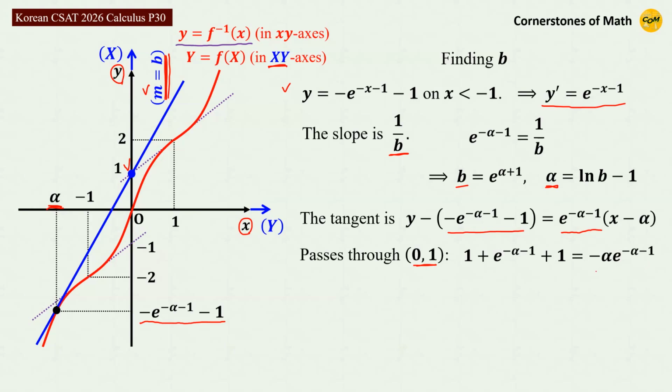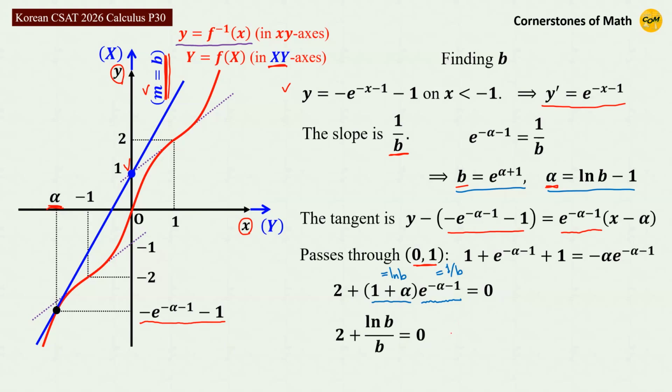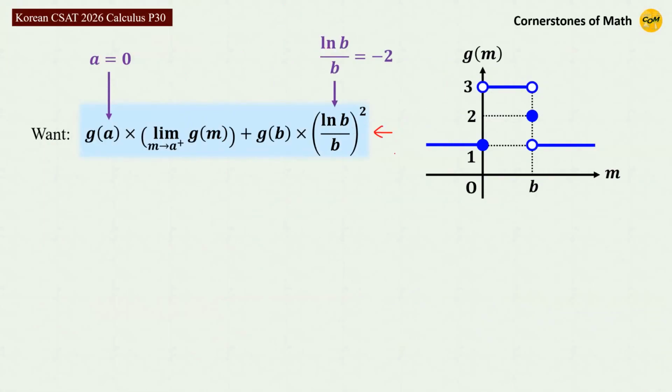So if we move everything to the left-hand side and rearrange, we obtain (2 plus (1 plus alpha)) times e to the power of minus alpha minus 1 equals 0, which is the form where we can use both of these obtained results. So 1 plus alpha is equal to ln b, and e to the power of minus alpha minus 1 is equal to 1 over b. Hence we have 2 plus ln b over b equals 0, which gives ln b over b equals negative 2, and this was in the final expression that we must calculate, which was this expression.